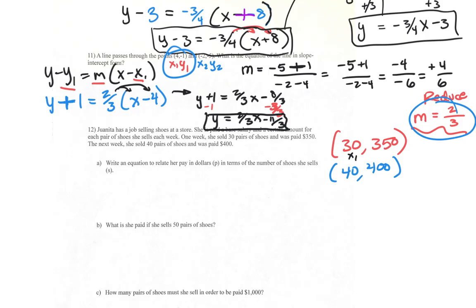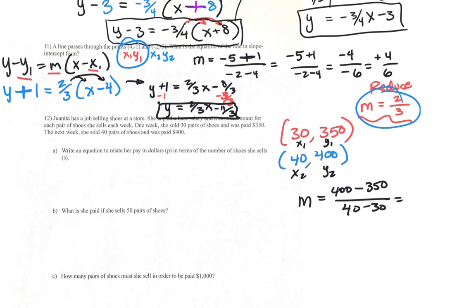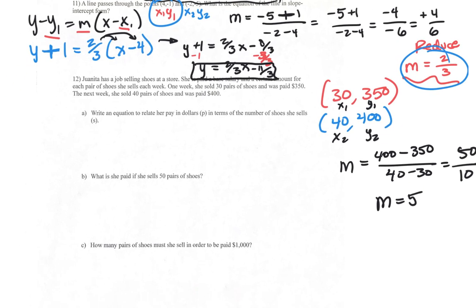So I'll do that by calling this x1, y1, x2, y2, and I'll find the slope. So the slope, remember, is y2 minus y1 over x2 minus x1. What's that? 50 over 10, so 5. She makes $5 per shoe. M equals 5. So I know that M is 5, and I know that a point, I could use the first point.